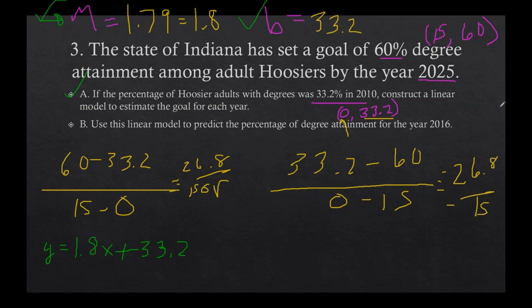Now we get to letter B, where it says, use this to predict for 2016. What is this going to tell you, or what do you know? How are you going to do this? 2016. We need to subtract 2010 from 2016. Exactly. Since 2010 has an x value of 0, you're thinking, okay, from 10 to 16, how many years is that? So what would my x value be?